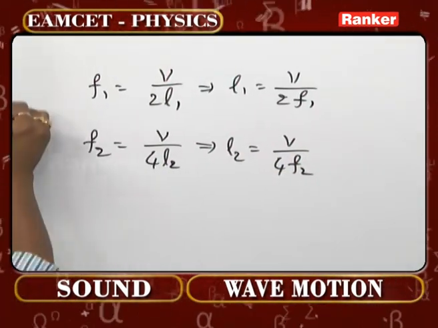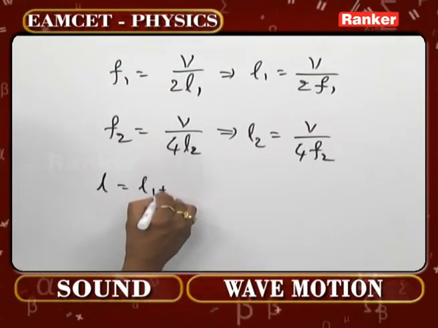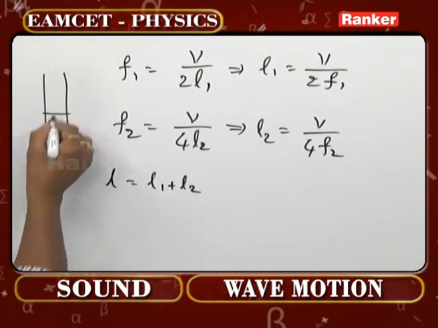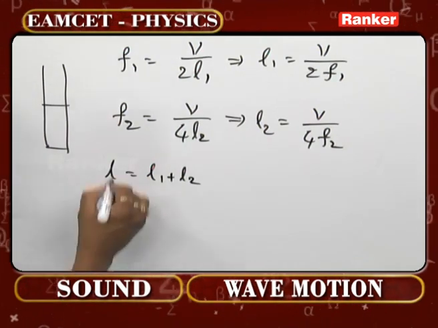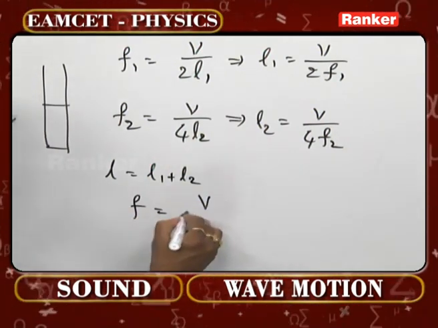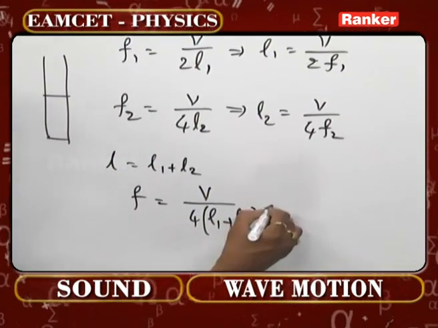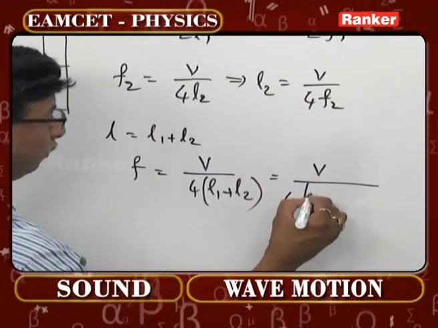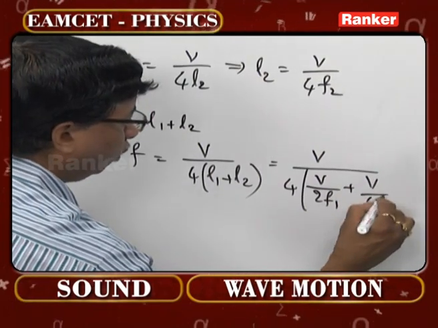Now he is talking about both are attached. Then what will be its actual length now? L1 plus L2. Another thing is this, open pipe and closed pipe when they are attached, ultimately that becomes a closed pipe. Then what will be the frequency now? V by 4 times L1 plus L2. Then what should we write? V by 4 times L1 plus L2, that is V by 2F1 plus V by 4F2.